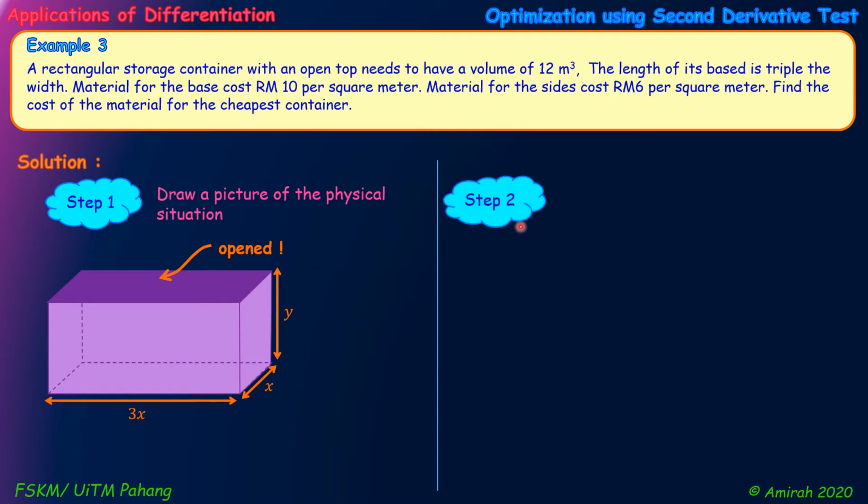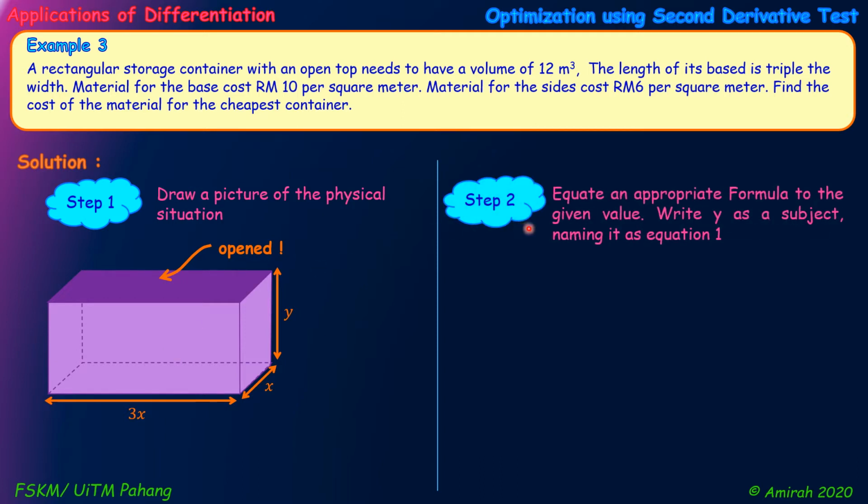Alright, and then we continue with step 2. Equate an appropriate formula to the given value, and then write y as the subject. We name it equation 1. From here, we have volume equals 12 meter cube. So for the given value, we start with volume V equals 12 meter cube, and then we equate an appropriate formula.